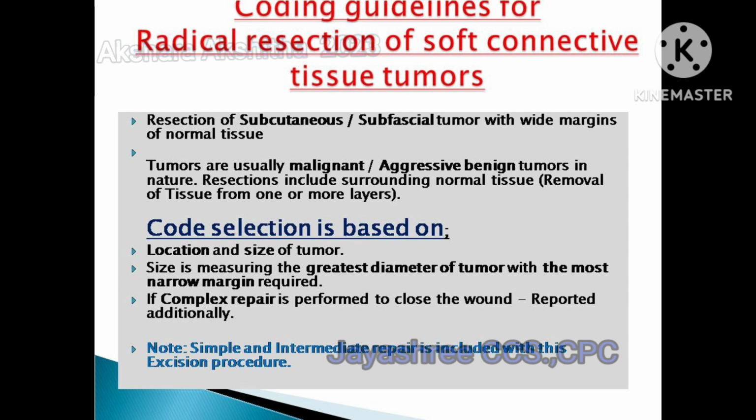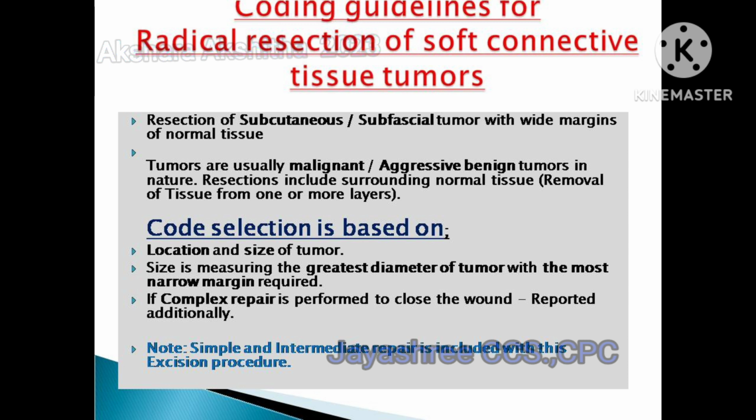These 2 points we have to check thoroughly. First, whether the condition is aggressive benign or malignant in nature, and whether the resection includes surrounding normal tissue or not. Then the code is based on the location and size of the tumor, and size measuring is the greatest diameter of the tumor with the most narrow margin required. If the doctor additionally performed complex repair, then we can bill it. Simple and intermediate repair we should not bill with the excision procedure.